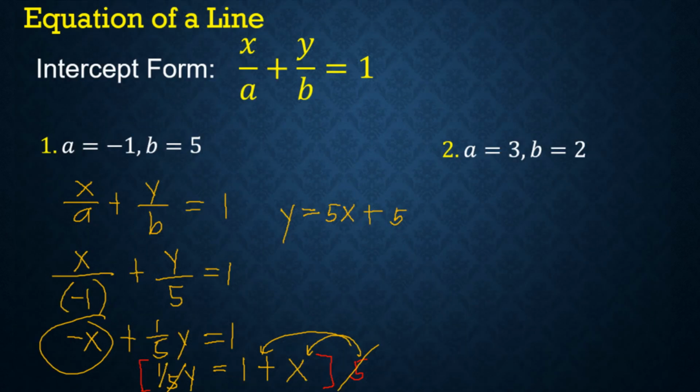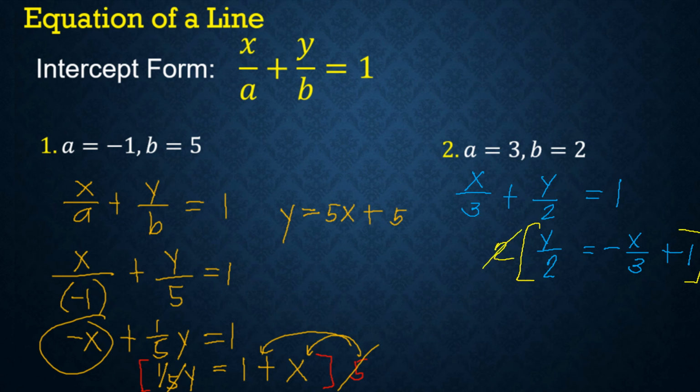Let us have the second example. A is equal to 3 and b is equal to 2. So we have x over 3 plus y over 2 is equal to 1. Okay, so kunwari ang gagawin natin is we end our answer in point slope form or slope intercept form. So we have -x over 3, we just arrange it. So plus 1. Multiply natin na magkabilaan sa 2 para matanggal ang 1/2. Tanggal na to. So what will be our final answer? Y is equal to -2 times -x over 3 is -2 over 3x. 2 times 1 is 2, so plus 2. This will be our final answer.